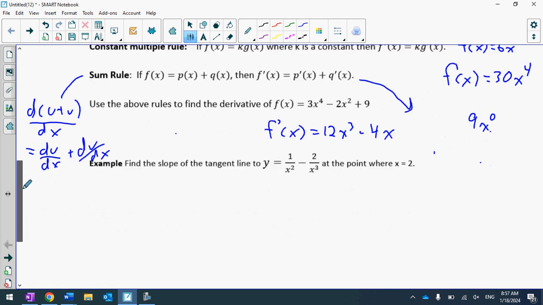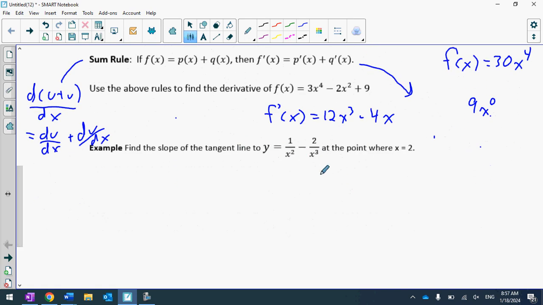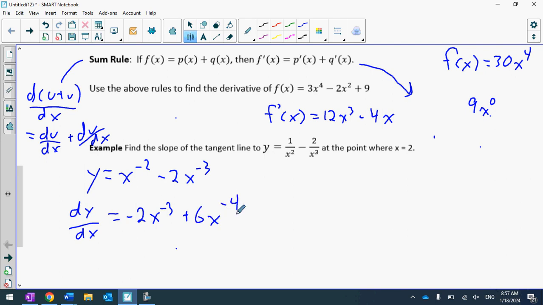In this next example, you can also use the power rule for negative exponents. I'm just going to rewrite this as y equals x to the power of negative 2, subtract 2 times x to the power of negative 3. We want to know the slope of the tangent at x equals 2. That's dy by dx when x equals 2. So dy by dx is negative 2 x to the power of negative 3, and then plus 6 x to the power of negative 4.